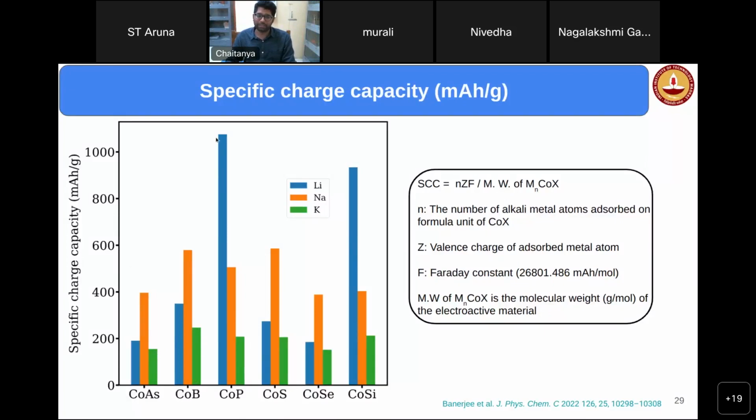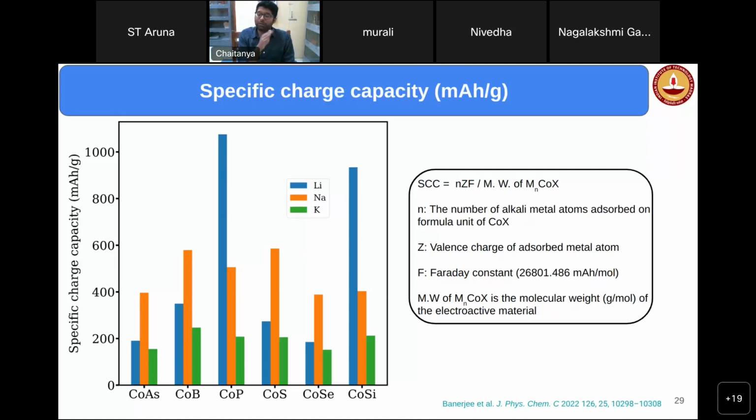The specific charge capacities are very high, is what we have observed. For the case of sodium, you can see clearly that the majority of them have 400 or so, 400 milliampere hour per gram, and some of the lithium ones have shot up to 1000. So these are very good values for specific charge capacities.